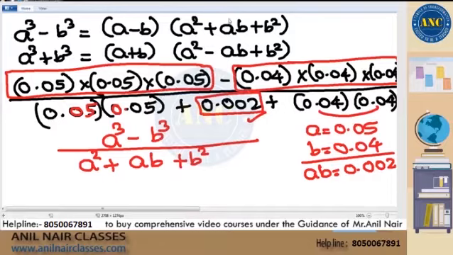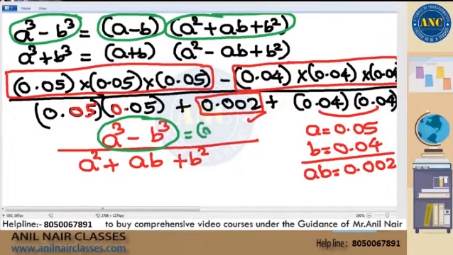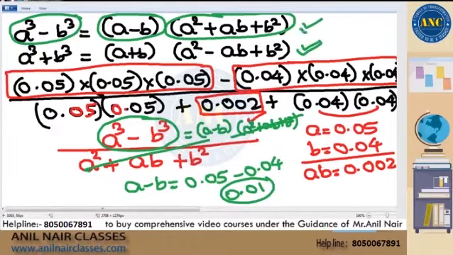If I simplify further, a cube minus b cube is a minus b into a square plus ab plus b square. That term will cancel with the denominator term, and you are left only with a minus b. A is 0.05 minus b is 0.04, so the answer is 0.01. You should definitely know all these things which we are studying in algebra to solve some of the questions in surds and indices easily. I believe that it is clear.